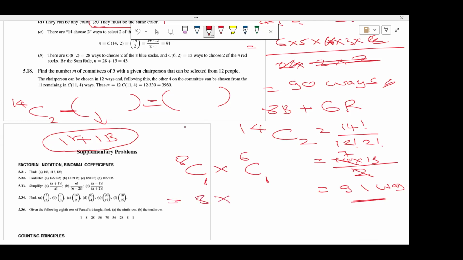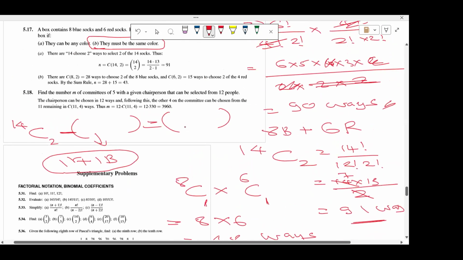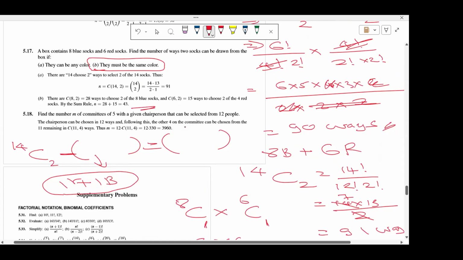So 8C1 is equal to 8. 6C1 is equal to 6. So altogether 8 into 6, 48 ways we are selecting one blue color and one red color. So now if I subtract the value of 91 minus 48, these are the two of the same color. So the answer is 43 ways we are selecting both the same color, right? So they are explaining here, right?